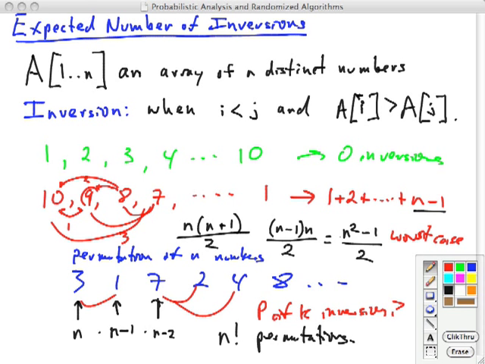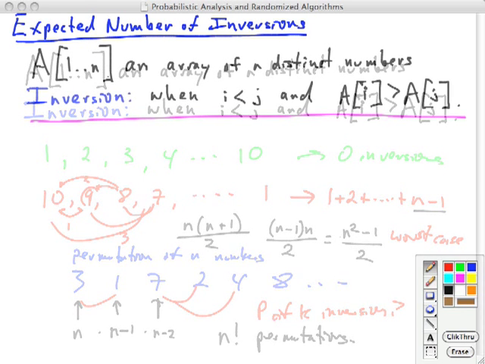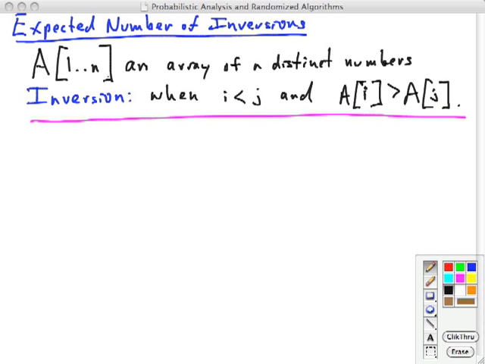Let's now think of the easy way to do it. If it's really hard to count the number of inversions in permutations and the probability of a certain number of inversions being in a permutation, let's just count the number of inversions directly without worrying about what permutations they're in. So we're going to define an indicator random variable as follows. It's an indicator random variable for the event where A sub i, this is the inversion, is greater than A sub j.